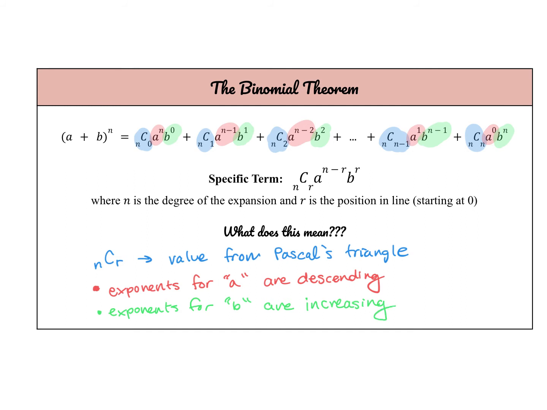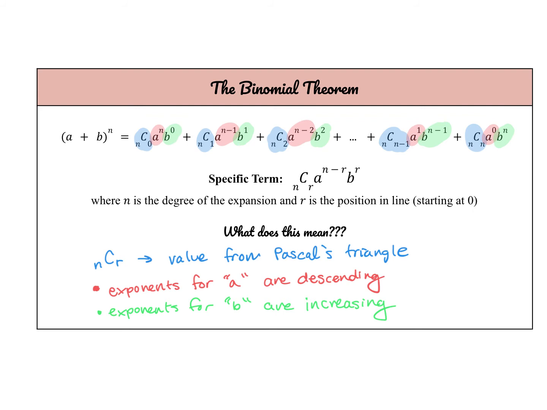So essentially, you have to find the terms from Pascal's triangle to give you that coefficient, and then you take whatever the first part of your binomial is, and those exponents will decrease as you move down, and you take the second part of your binomial, and those exponents will increase as you go down. Okay, so you can follow this general pattern to help you expand any binomial.